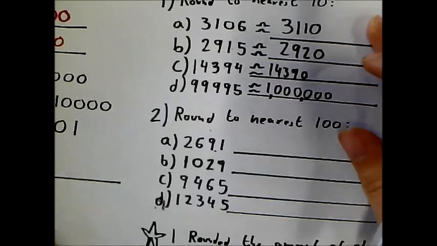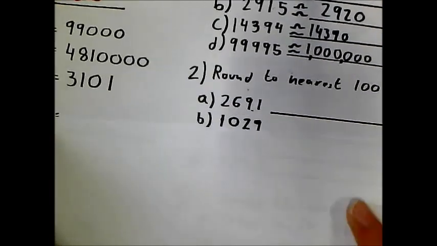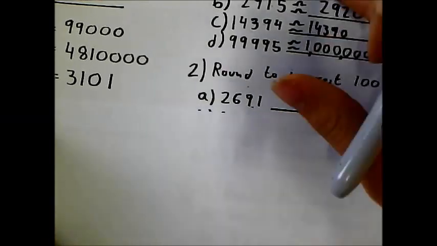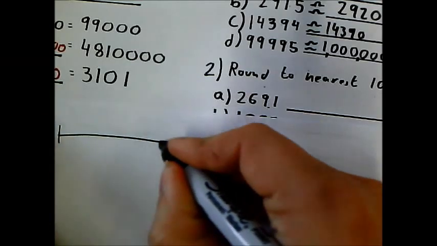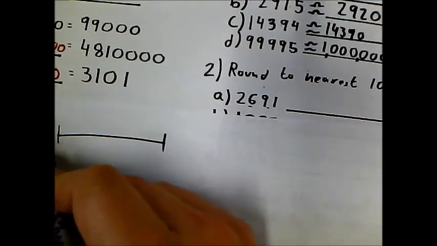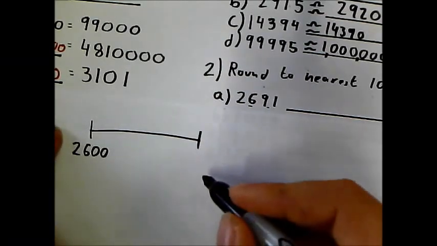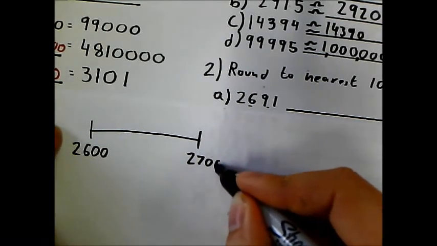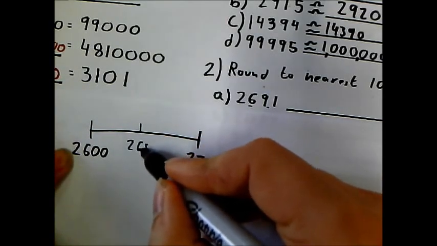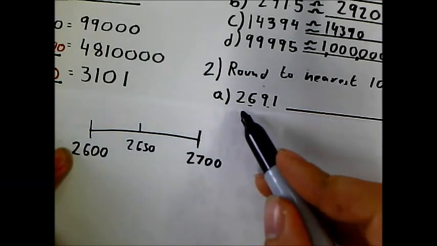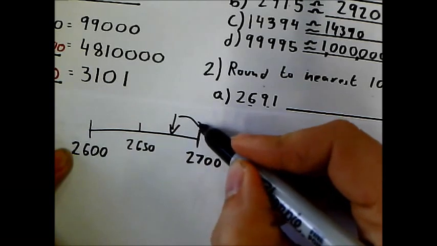Okay. Final part. I'm going to round to the nearest 100 this time. Now, it's exactly the same as we did for part 1, but this time we're going to look at a different column. So, I'm now looking at the hundreds column. I'm either going to round down to 600s, so 2,600, or I'm going to round up to 2,700. Halfway between these numbers is 2,650. I have 2,691. That's clearly to the right of my halfway point. It rounds up to 2,700.